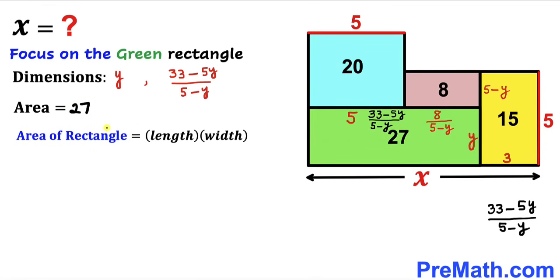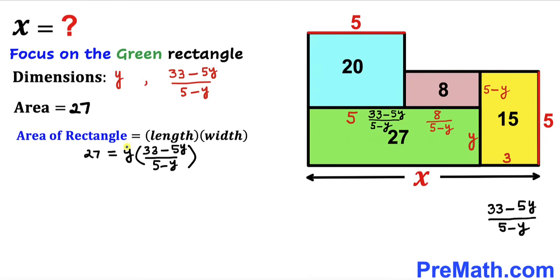And now let's recall the area of rectangle formula once again. Area equals length times width. So let's go ahead and fill in the blanks in this formula. Our area is 27 equals, we got y times this whole thing. I'm going to write down (33 minus 5y) divided by (5 minus y).